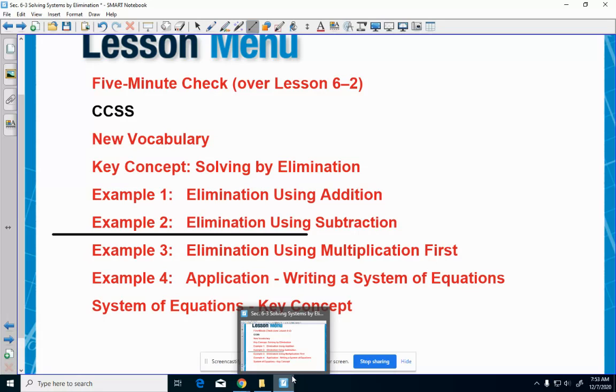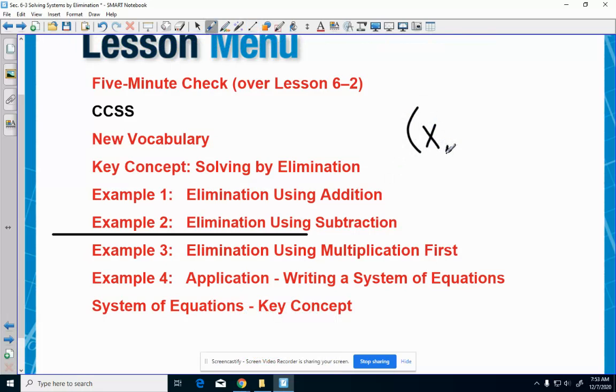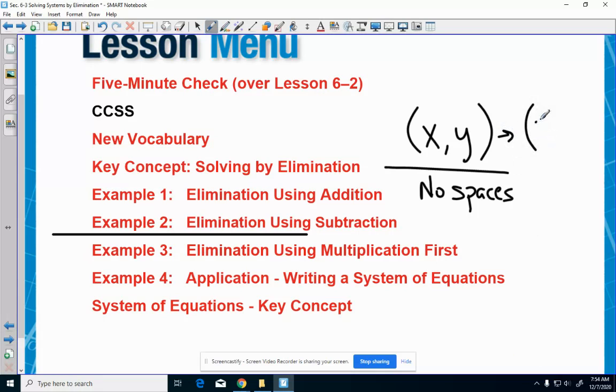So when you do that today, every ordered pair that you put in is going to be some x comma y. But in this situation, there will be no spaces in between what you put in. If you put spaces in there, then your answer is going to appear to be wrong. So if you think the ordered pair that they share in common is 3, 4, then it's going to be parenthesis 3, comma 4, close the parenthesis. No spaces, or it's not going to record your information correctly.